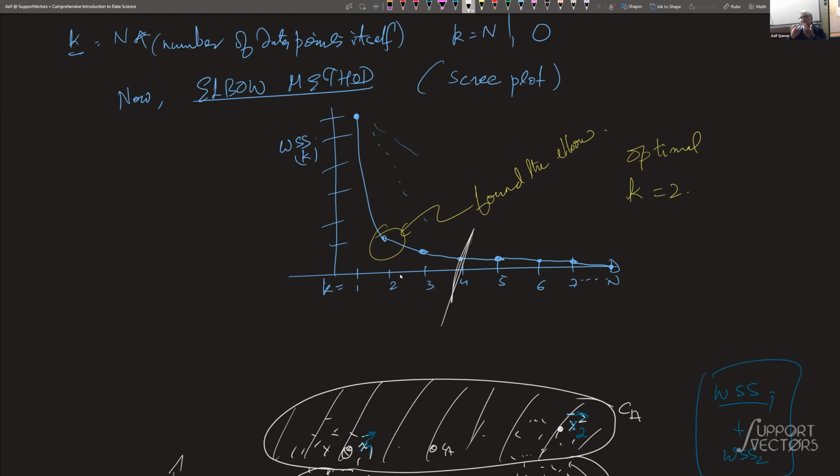Right? And then generalize it to 3. So suppose you have to find 3 clusters. You find a point furthest away from the first, and then you find the third point which is furthest away from both. And therefore you can keep generalizing to k clusters.